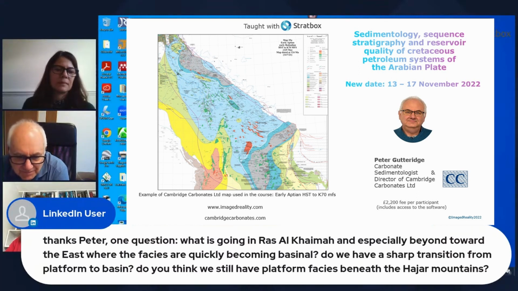Evidence suggests that we probably don't have a sharp transition from platform to basin, and I think the actual position will change through time as the carbonate production varies, and also the structure of the margin evolves. But that's something we are going to have to look at in more detail.